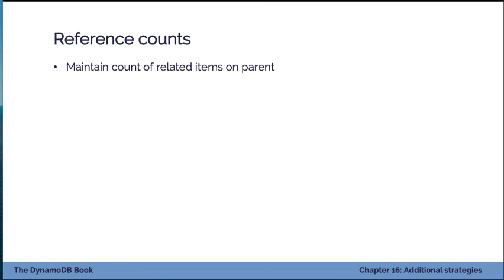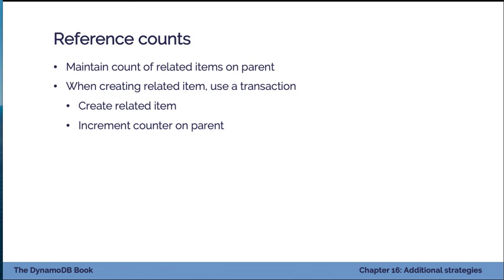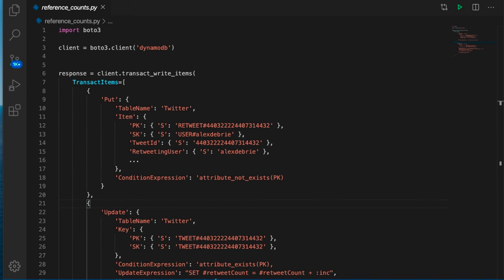This is usually done with a transaction. When you're creating that related item, we'll use a transaction, and we'll be doing two things. Number one, we're actually creating that related item itself. So we'll create that retweet, we'll create that like, whatever it is, because we want to make sure there's uniqueness on that so that a user doesn't like a tweet multiple times. Secondly, in that transaction, we're also going to increment that counter on the parent so that we know how many related items there are. So let's take a look at that in code.